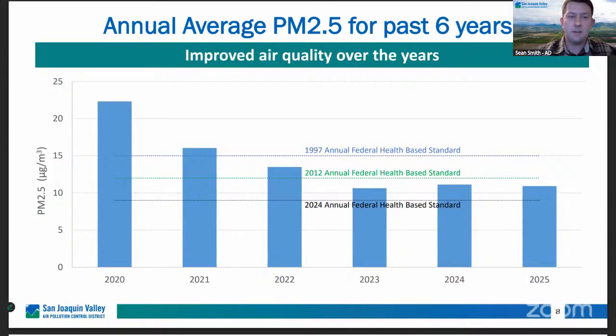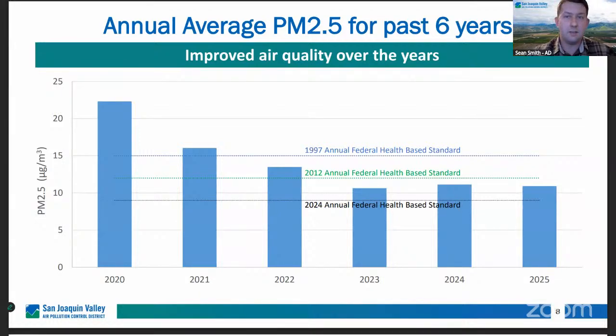And then in the bar graph, you'll see the 1997 annual federal health-based standard, which is depicted in the blue dashed line. You'll see the green dashed line, which is the 2012 standard, so it's been lowered from 15 to 12. And then finally, the 2024 annual federal health-based standard, which is now 9 micrograms per cubic meter. Each year from 2020 to 2025, we see a general trend downward from higher PM 2.5 levels to lower PM 2.5 levels, which is very important because the air quality affects us all.